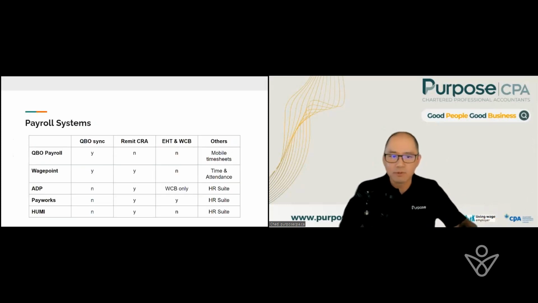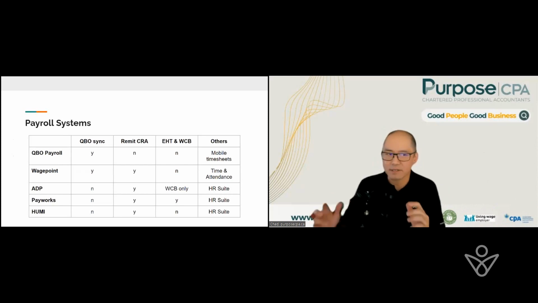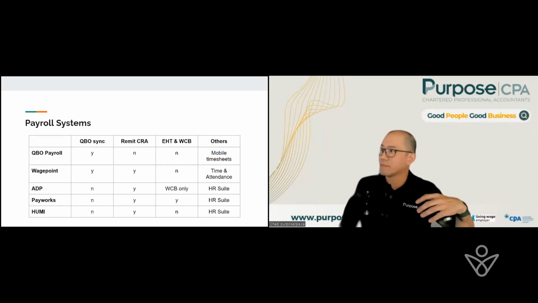So a couple of payroll systems that we have. We work a lot with QuickBooks Online. QuickBooks does have its own payroll, but the thing is that it doesn't remit to the CRA. And there are some other things. It's a very basic system. We really like WagePoint because it takes care of all the accounting pieces. It's inexpensive and remits everything to the CRA and provides the T4s at year end. It doesn't do EHT or WCB, but it's easy to manage those on your own.